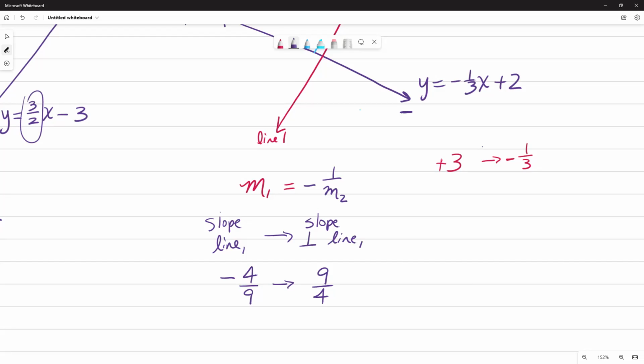It's the opposite reciprocal. So if you know the slope of line 1 and they say, write the equation or give me the slope-intercept form or the linear equation for a line perpendicular to this line, then you know the slope of it is going to be the opposite sign and the reciprocal. Okay, we got that? That's all you got to do. Opposite reciprocal.